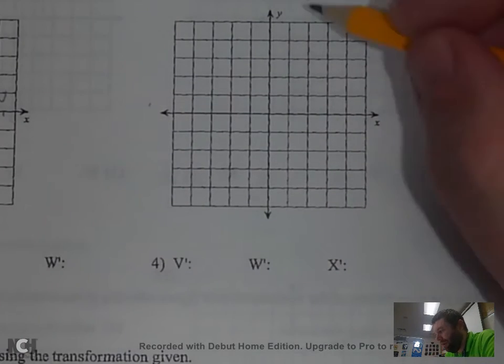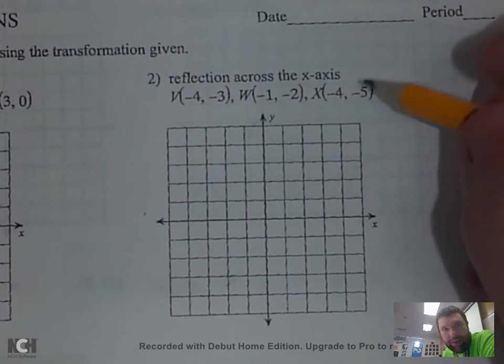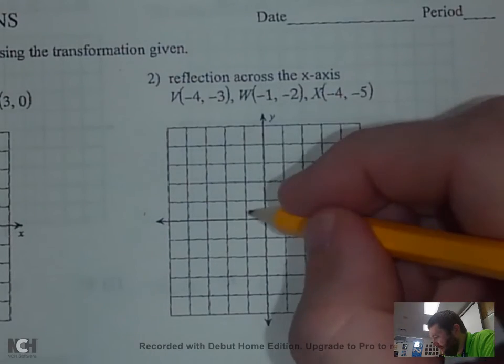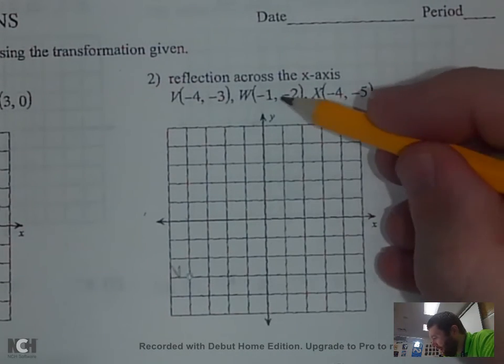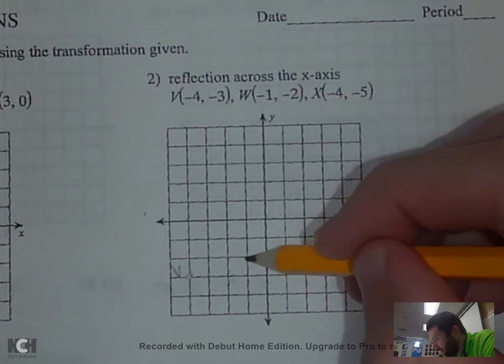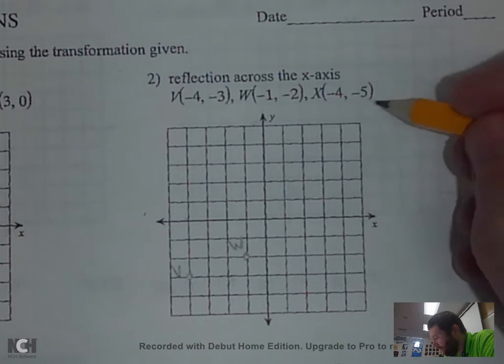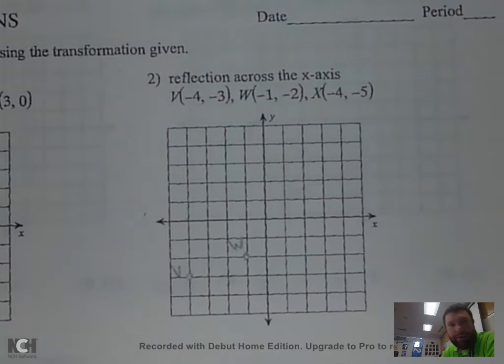So reflection across the x-axis here. So v is -4, -3. So there's v. W is -1, -2. So there's W. And then X, hold on.